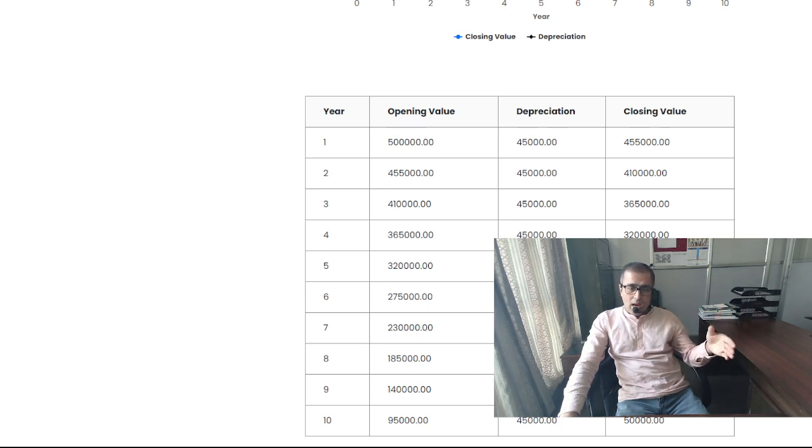So at the end, how much value do we have? 50,000, which is just equal to 10% salvage value. That you need to understand here. Book value and the salvage value will be the same at the end of the life. Yes, that's the closing value.